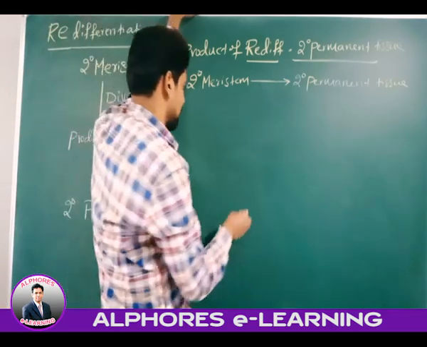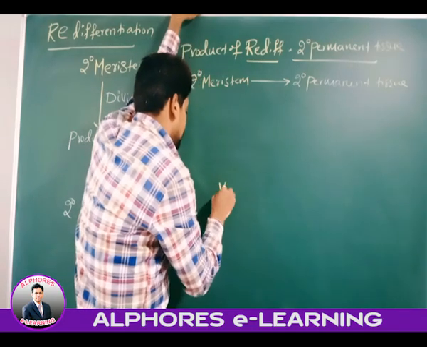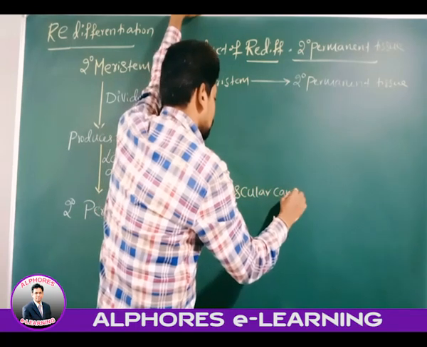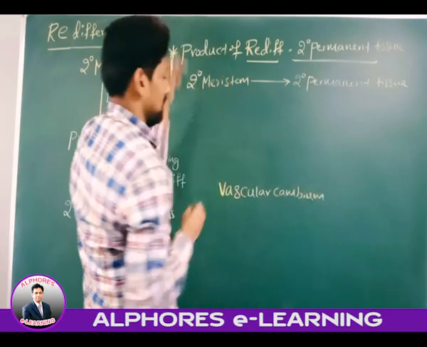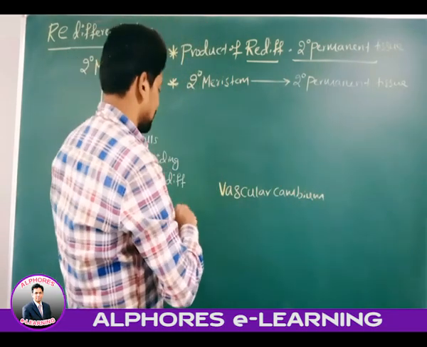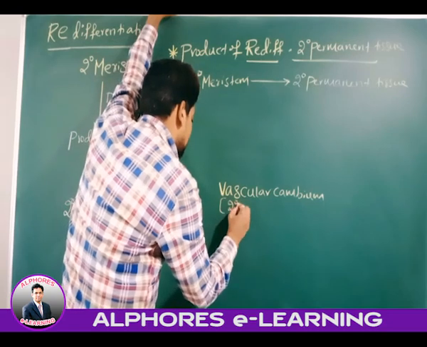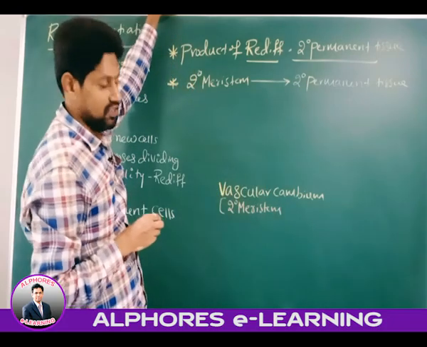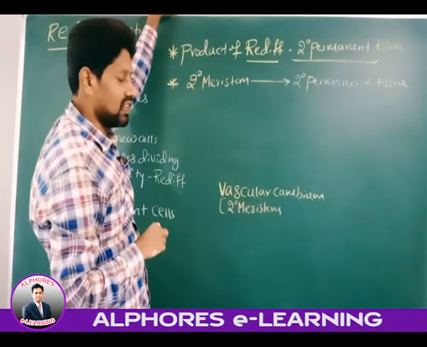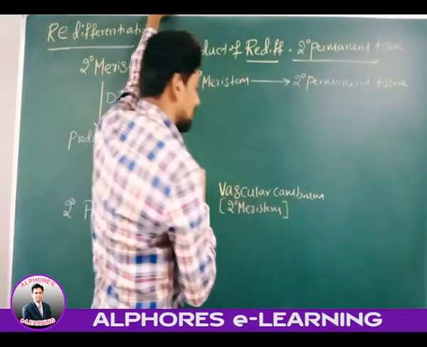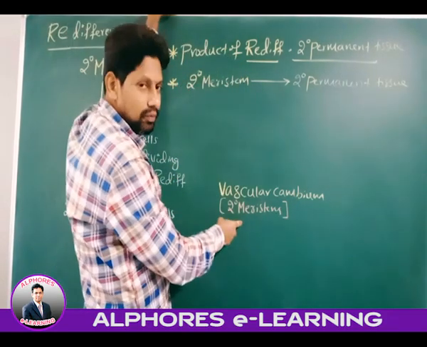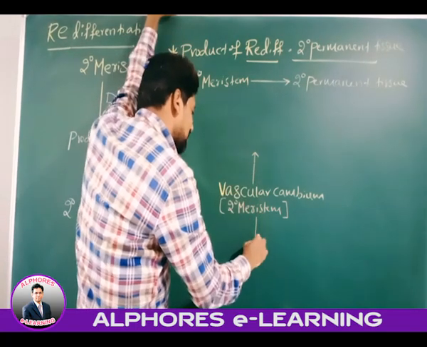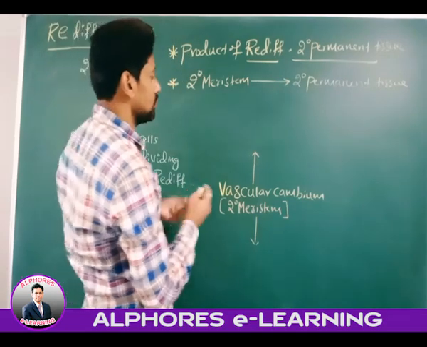Now go for examples. Now listen to the statements carefully. Sir, I am taking vascular cambium. Vascular cambium, right? It is which meristem, sir? Secondary meristem. Yes or no? Vascular cambium is a secondary meristem, right? This vascular cambium is meristem, no? So it can divide. Sir, when this vascular cambium divides, what does it do? Produces new cells.